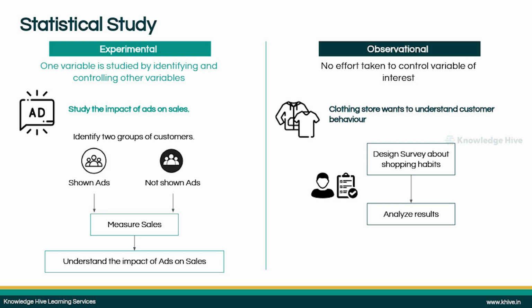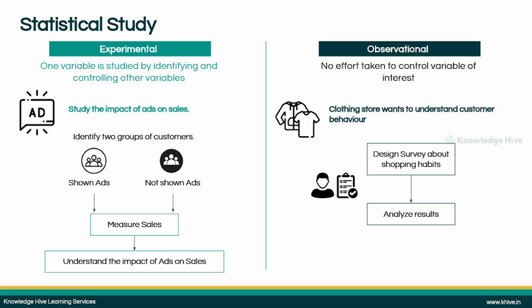Right. An experimental study is where you, the researcher, actively control variables to see the effect of one on another, like testing a new marketing campaign on one group of customers while keeping the old campaign for another group and comparing sales. You intervene. Whereas an observational study just collects data on what's happening naturally without intervening, like surveying shoppers about their habits without trying to influence what they buy. Exactly. You just watch and record.